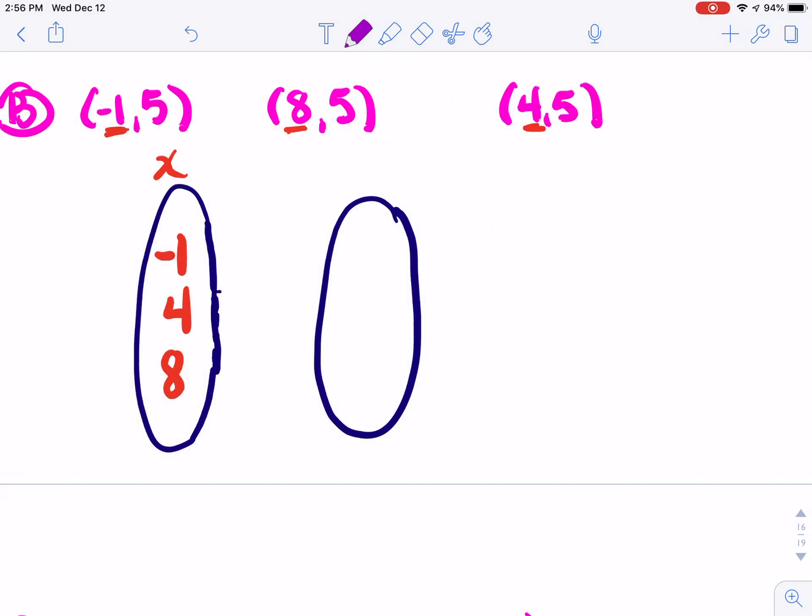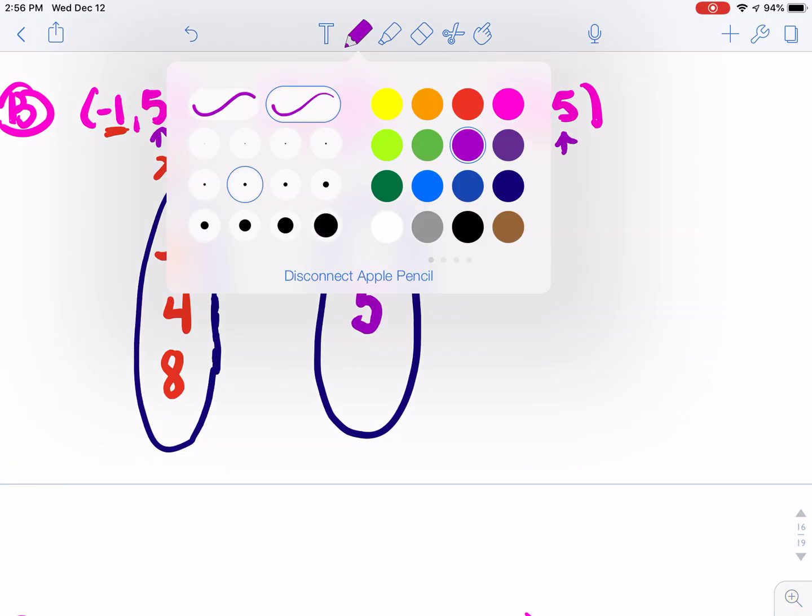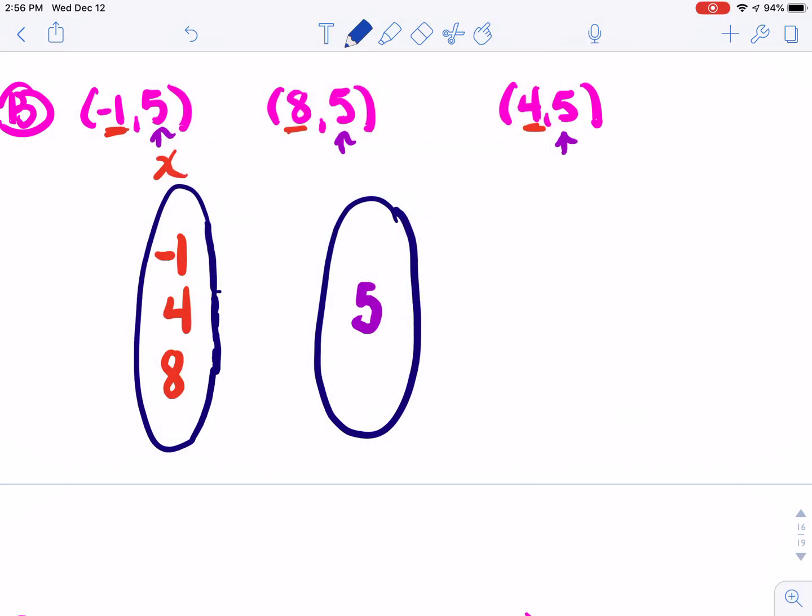Okay, now if I look at the Y's, every single one of these has a 5. So 5 is the only number that's going to go in the next one. Now I need to start pairing them up. So (-1, 5) is the first point, (8, 5) is the second one, and (4, 5) is the third. Again, I'm looking at my argument of, if I have -1, do I know what it matches with for Y? And this one, I know it's going to be 5.